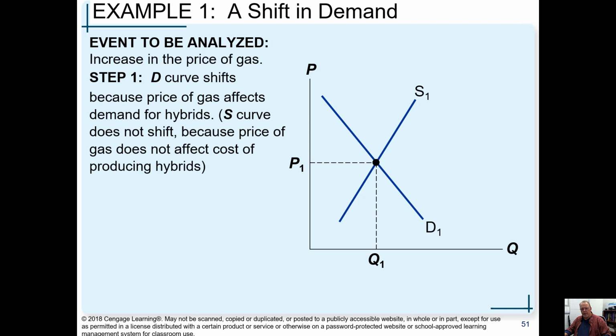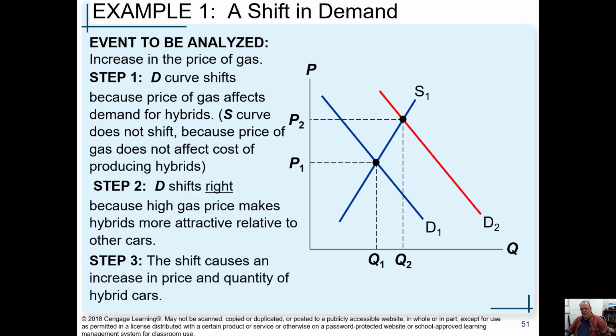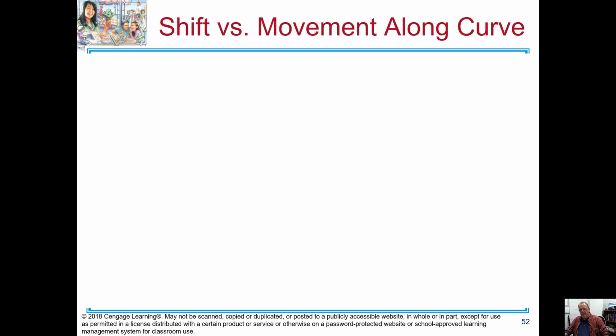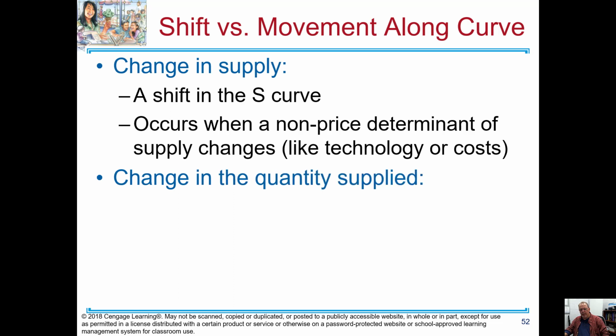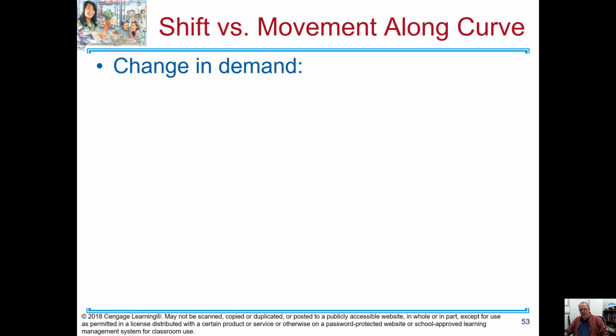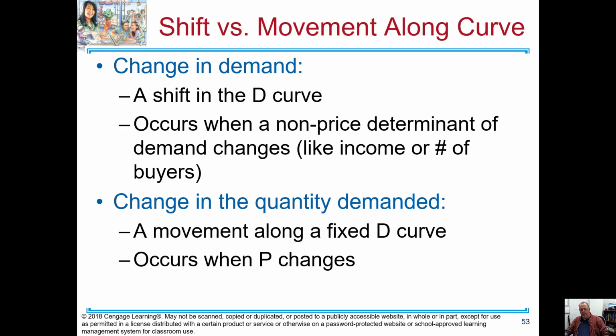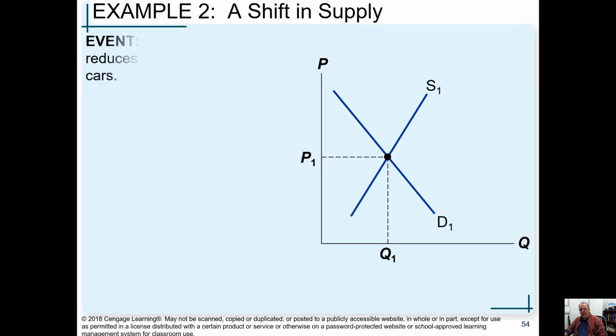In this case, the demand for gasoline... if the price goes up on gasoline, the demand for hybrid cars goes to the right. That means the price goes up and the quantity demanded goes up as well. A change in supply, a change in quantity supplied. Change in demand and the change in quantity demanded occurs when P changes.